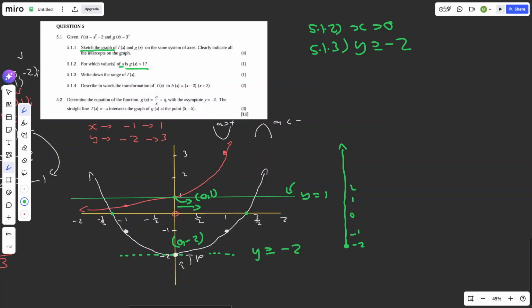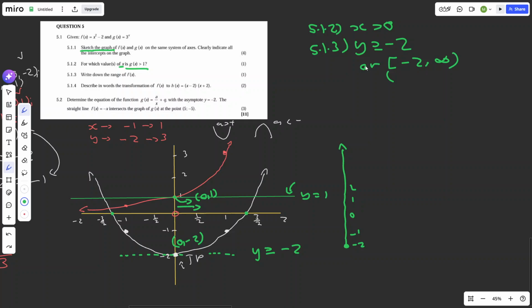Or you can even write it like this: -2 all the way to infinity. So the square bracket here is inclusive of -2.